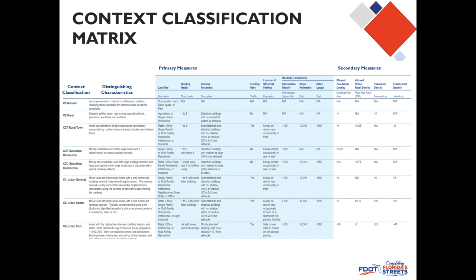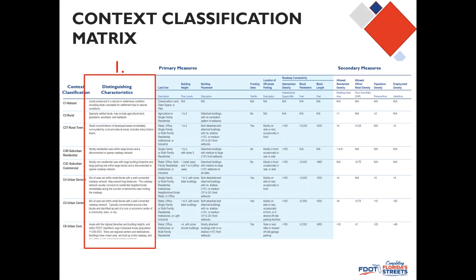We start our context classification process by looking for the distinguishing characteristics of an area. Let's say we have a project that we're working on, and we want to know, how am I going to determine what the context classification of this area is? We start by looking at the distinguishing characteristics. This is a very short description of all the different context classifications. You can read this and see which one of these my project fits into. What does it look like it's going to be?